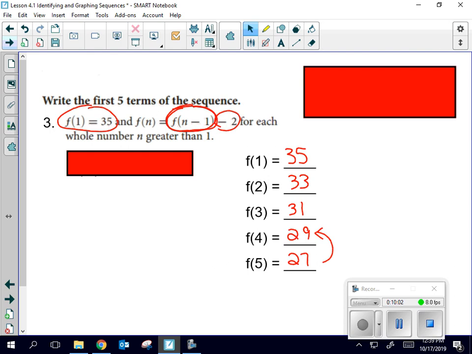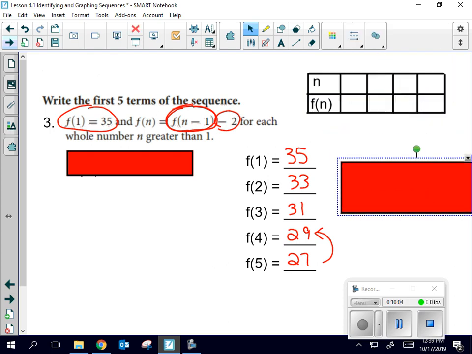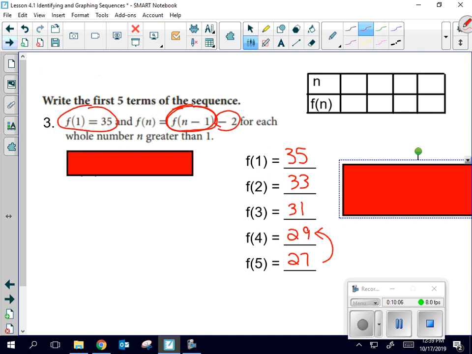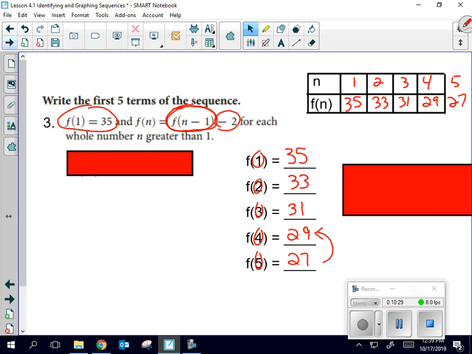Again, you don't have to write this down, I just want to show you if I wrote this as a table. Our first 4 terms that I gave you, I'm finding f of n. So this was 35, I found, or I knew, 33, and so forth, 31, 29, and then obviously the 5th term was 27. This is when we know n and we're finding f of n.